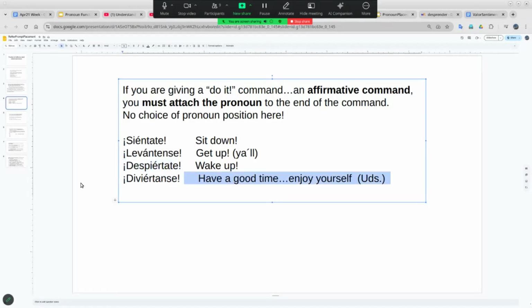Even a command like, have a good time. Enjoy yourselves. Have fun. Have fun is diviértanse. Have a good time. And we slap the se on the end, okay? Because it's an affirmative command.